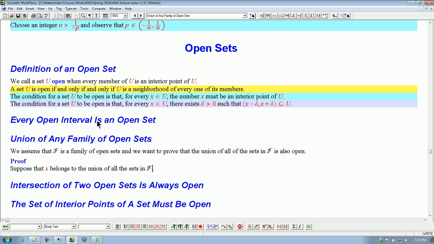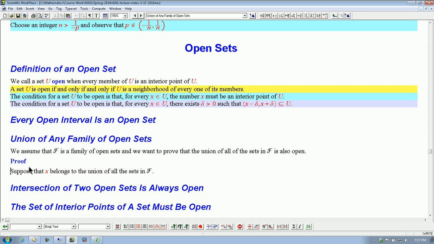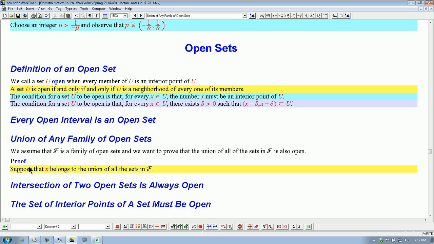How do you prove for every? I started the proof. Suppose that X belongs to the union of all those sets. Okay? Now, actually, I think I would like to make this yellow. Okay. Suppose that X belongs to the union of all those sets. It is my job to prove that X is an interior point of that union. You understand? Now, what is it that I know?